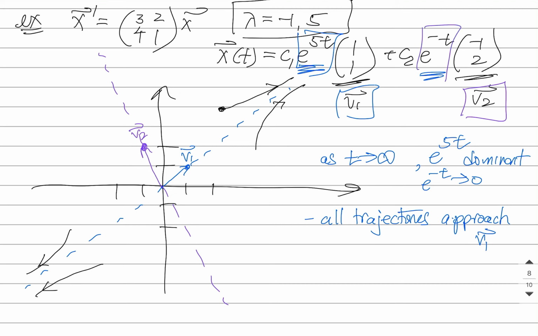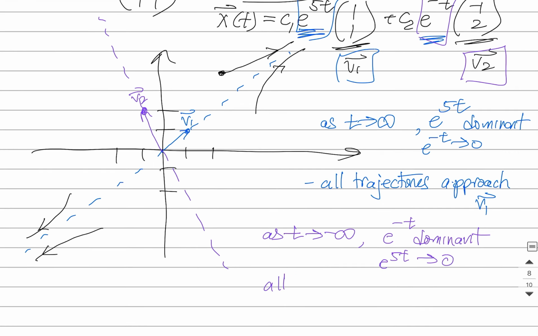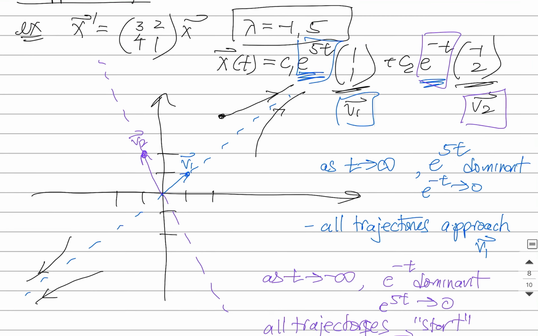But in this second situation, if we were to run the movie in reverse as time goes to negative infinity, e to the minus t dominates, and e to the 5t will go to 0. So all the trajectories in some way start parallel to v2. So eventually, if you were just to let the movie run fully forward and fully backward in time, everything will start parallel to v2, but end parallel to v1.